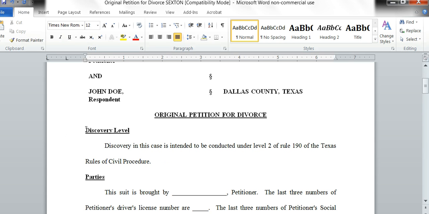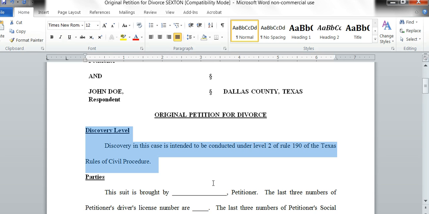The first thing that you're going to see in the petition is something called the discovery level. And as you can see in my form here, it's discovery level 2. You could put 1 in there. It really doesn't make a difference. This is an uncontested divorce. In other words, both of you agree on it. If the discovery level becomes an issue, then you need to go hire a lawyer. Both of you need to go hire a lawyer and let the lawyer handle it. For our purposes, this is just something that needs to be in the petition. Again, it could be 1, it could be 2.